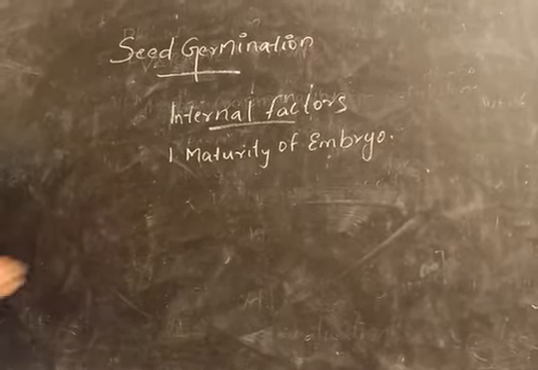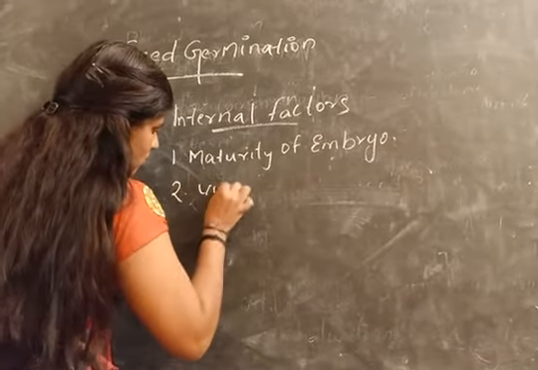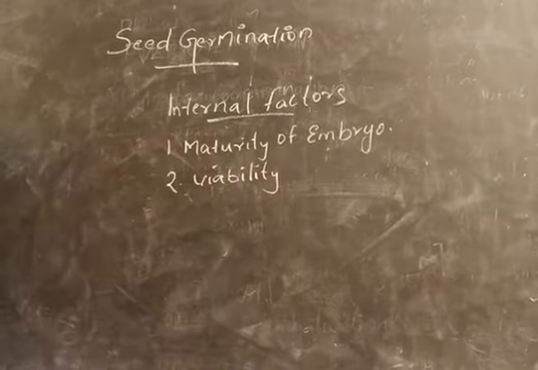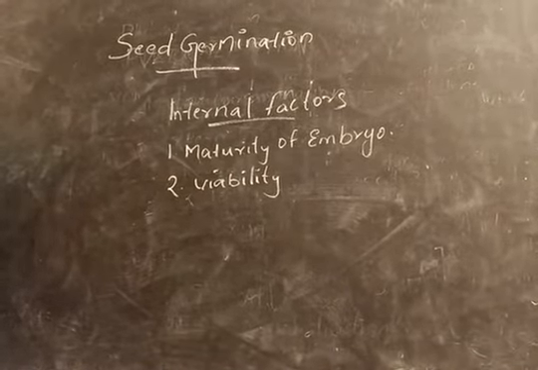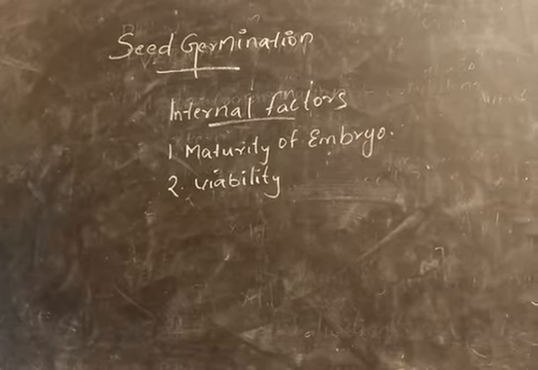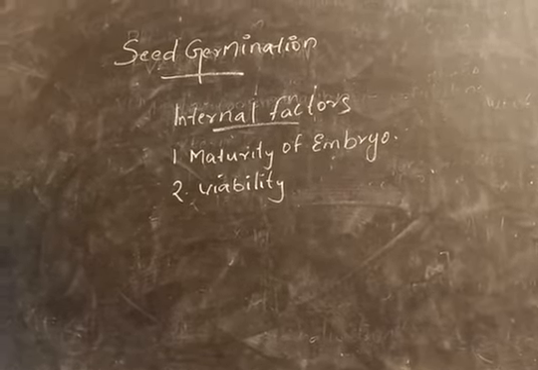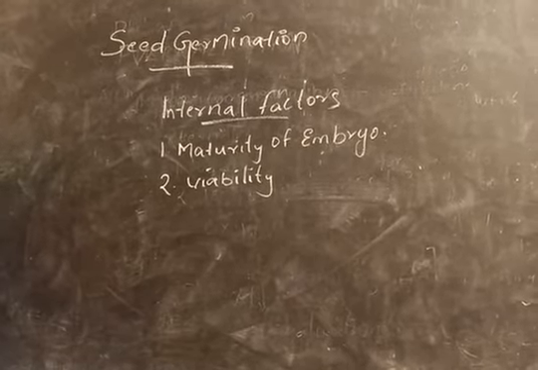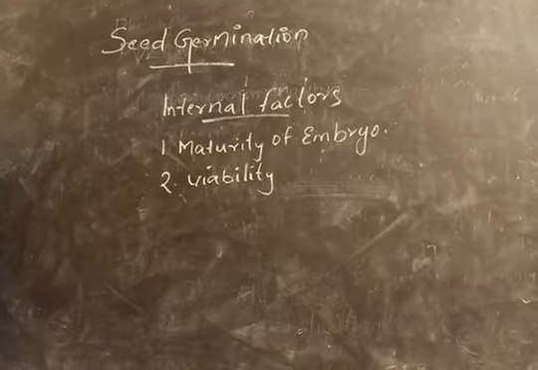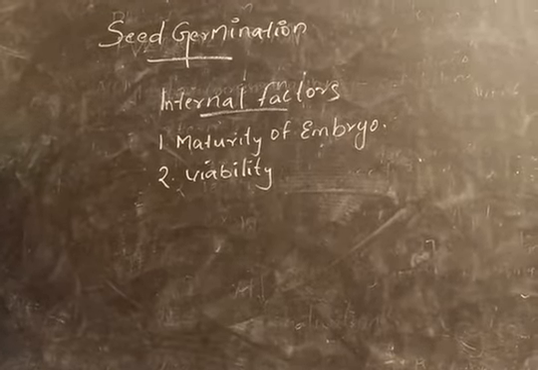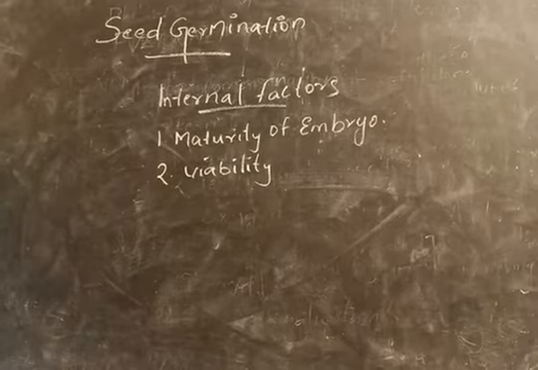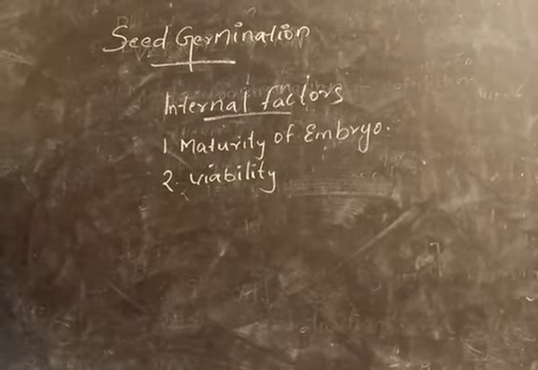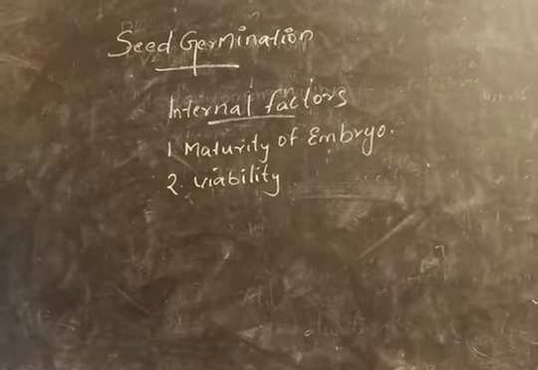Then viability. The second internal factor is viability. Usually seeds remain viable for a particular period. The viability of seeds may differ for different plant groups. A seed can be viable from a few days to more than 100 years. So viability plays an important role in seed germination. Seeds germinate only within that viability period.